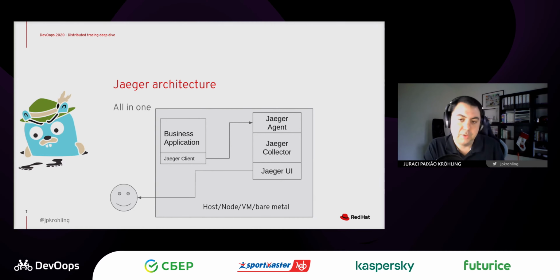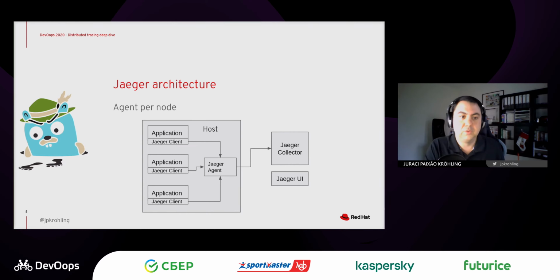And one of the most popular architectures for that specific scenario is this one, where we have one agent per node. So again, the bigger gray box here represents a host, and a host might be whatever you think it should be, so a VM, a bare metal, a pod. On the left-hand side, we still have our application with the Jaeger client embedded into that, and all of the applications on the same host, they send information to the same Jaeger agent. The Jaeger agent batches that information and sends that to a remote Jaeger collector.